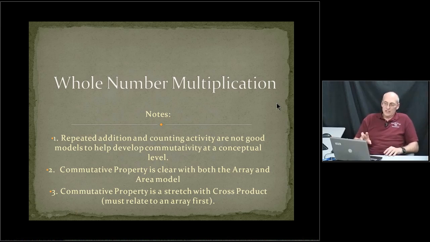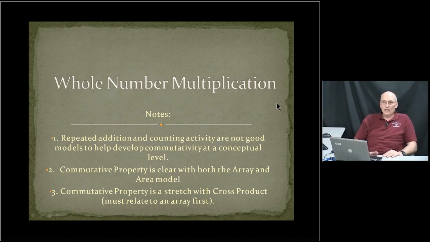We kind of mentioned it already with both the array and the area model, because all you have to do is rotate it 90 degrees or just change perspective, look at it from the other perspective, and the 5 groups of 3 become 3 groups of 5 right in front of you. And so it's a really nice way to understand commutativity.